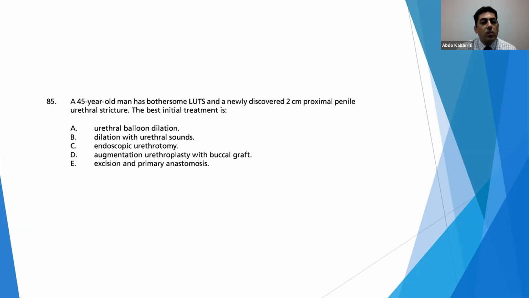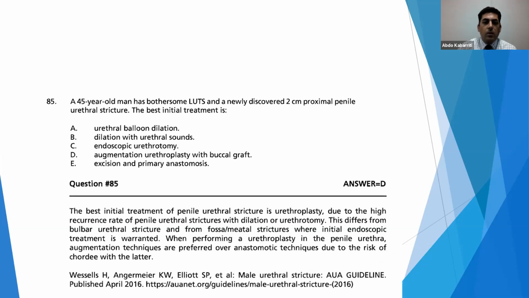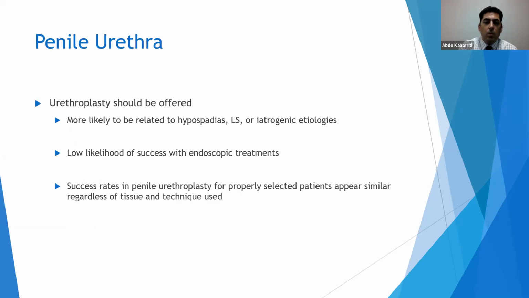Here's another question. A 45-year-old man has bothersome LUTS and a newly discovered 2-centimeter proximal penile urethral stricture. The best initial treatment is? So 2 centimeters, that's right at the cutoff. But remember, this is a penile urethral stricture. So as we discussed, endoscopic treatments are not very successful in penile urethral strictures. So for this patient, you're going to do substitution urethroplasty with a buccal graft.